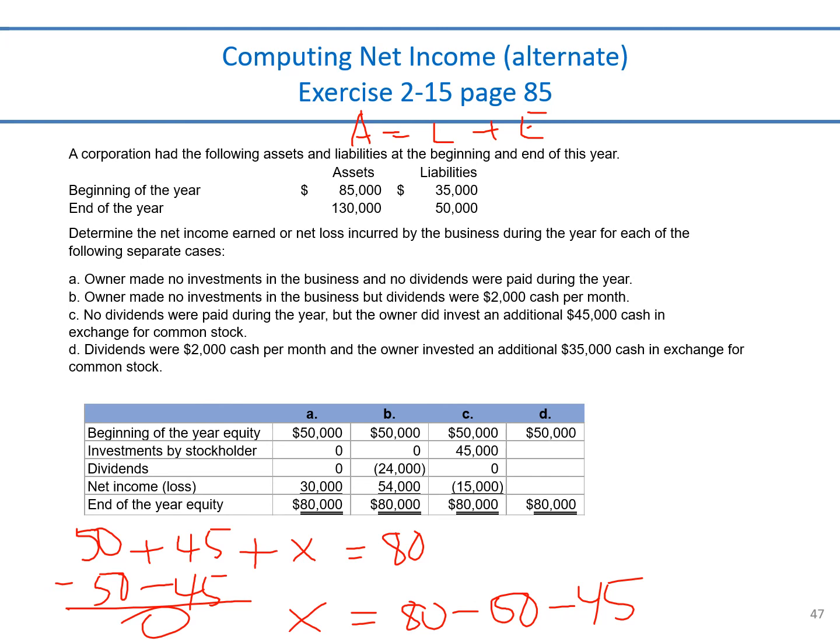Then in letter D, they say the dividends were $2,000 cash per month and the owner invested an additional $35,000 cash in exchange for common stock. So our dividends are going to be 2,000 times 12, it's negative 24. We have an additional investment from the stockholders of 35, and then we have to solve for x, right?